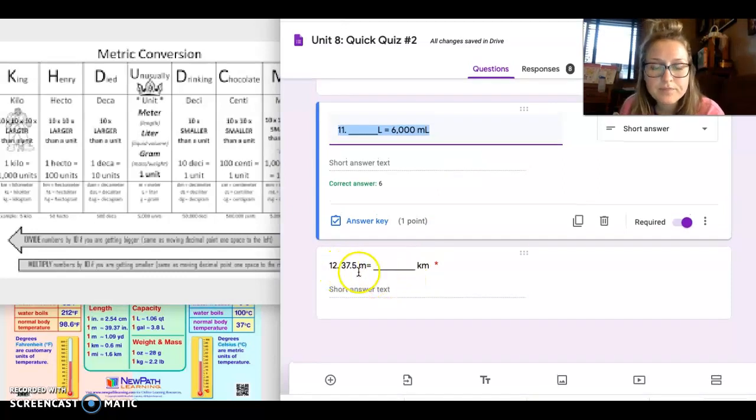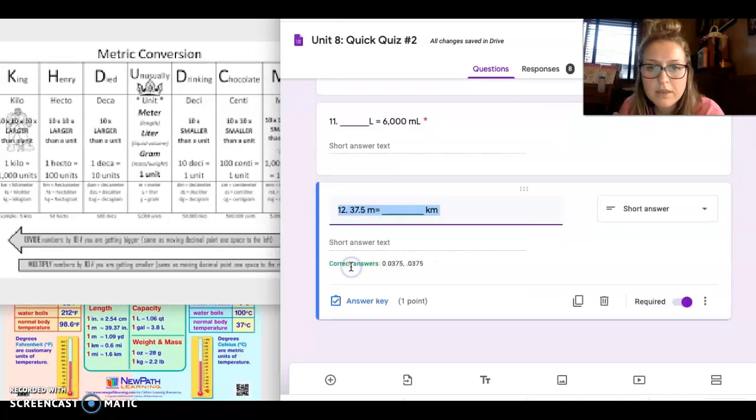And then my last one, meters to kilometers. Meters, 1, 2, 3. I'm dividing, or I'm moving it to make the number smaller. So I'm going to go 1, 2. I'm going to add that 0 placeholder. We know this. And it's going to become 0.0375.